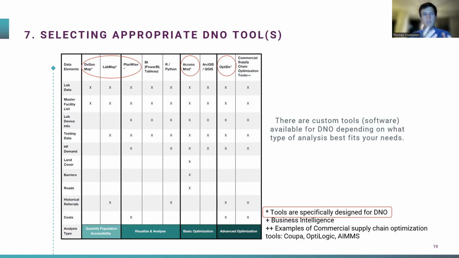If you look at the first two, DxGeoMap or LabMap, those are really simple tools, require not very much data, and are quick to produce a result, but they can't do all the complicated analysis that can be done by OptiDx, for example. So as you're going through this, you've identified your goal and your analysis type, and now you can identify what data you need and which tool to use.